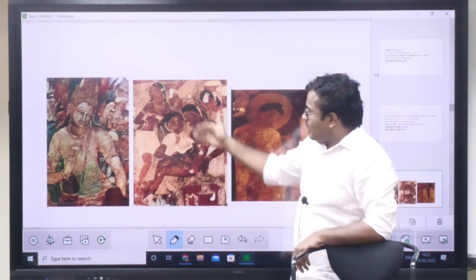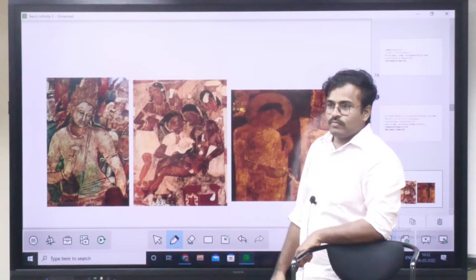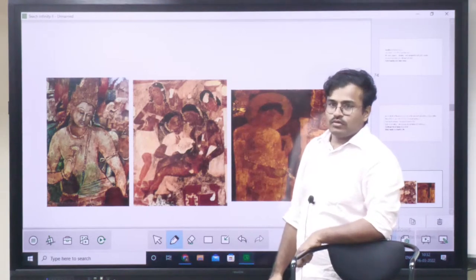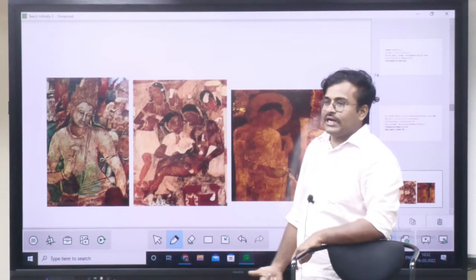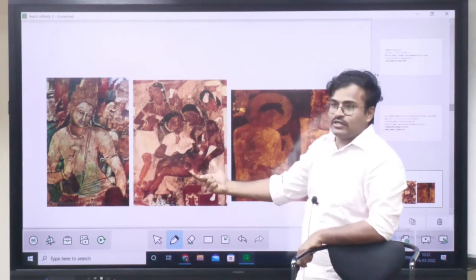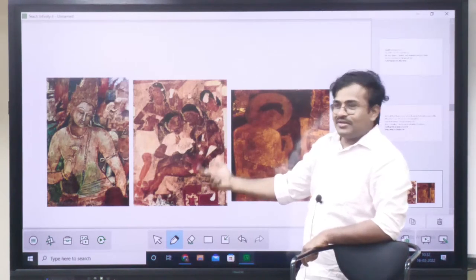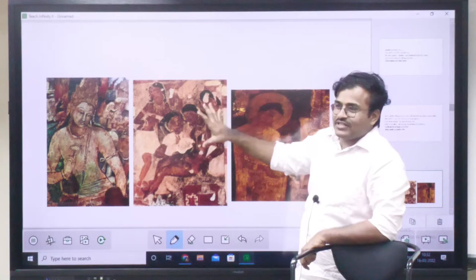How are they able to achieve the depth here? What is the technique which is used? Is it overlapping, lighting and shading, or foreshortening? Overlapping is the technique which is used here.